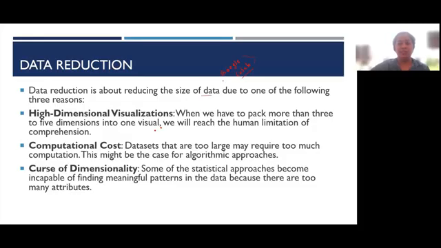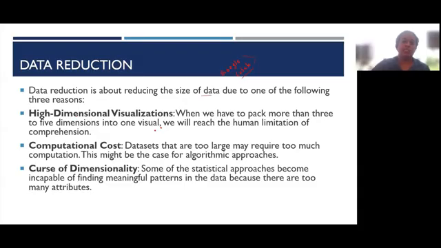Okay, then high dimensional visualization. So why do you reduce size? Reducing size, students, can mean reducing the number of rows or the number of columns. We will see that there are two types. You can reduce the number of columns or you can reduce the number of rows. So why would you do that?